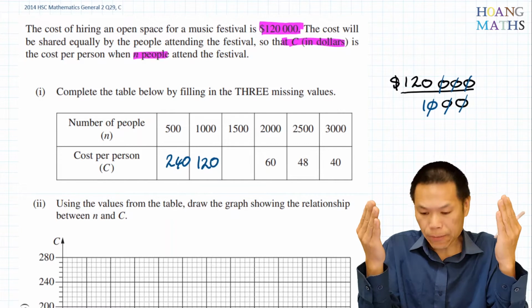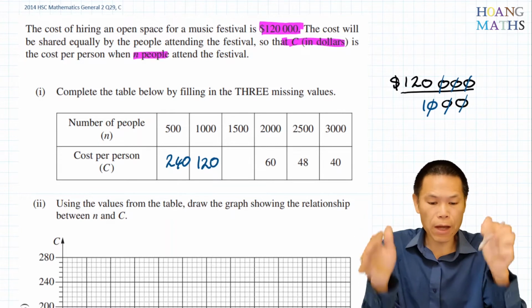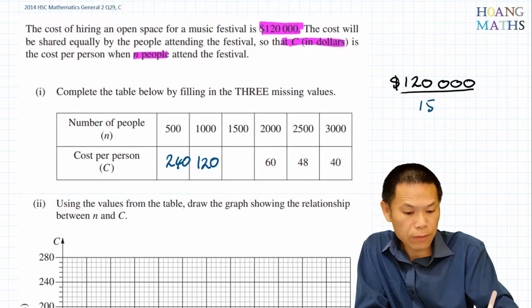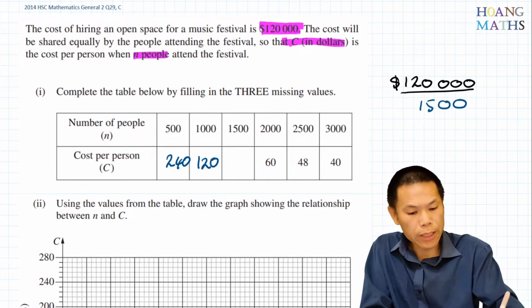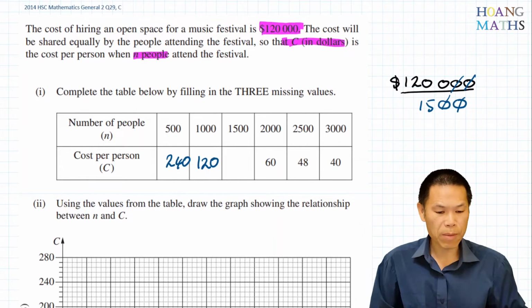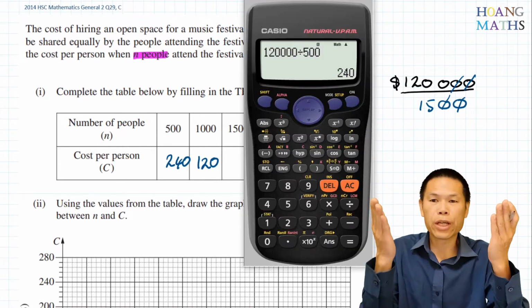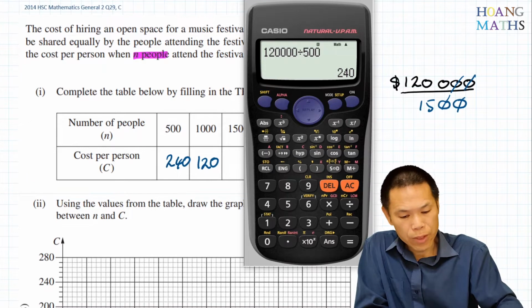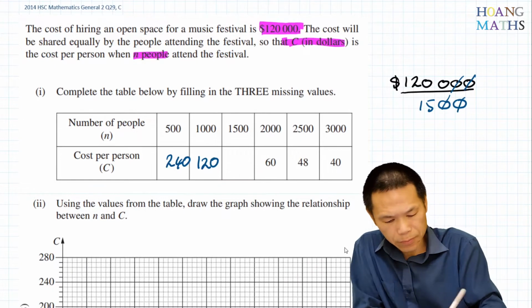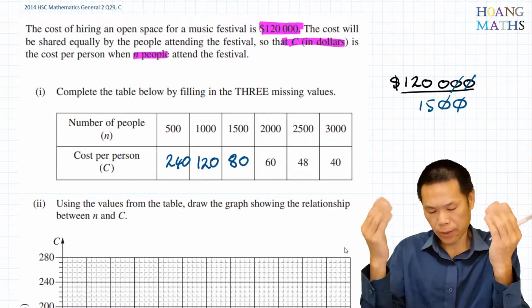Now when N is equal to 1,500, I change that to 1,500 and quickly cancel these two. So just go 1,200 divided by 15. Otherwise, you can just put all these numbers in. 1,200 divided by 15 is 80. There you go, it's done.